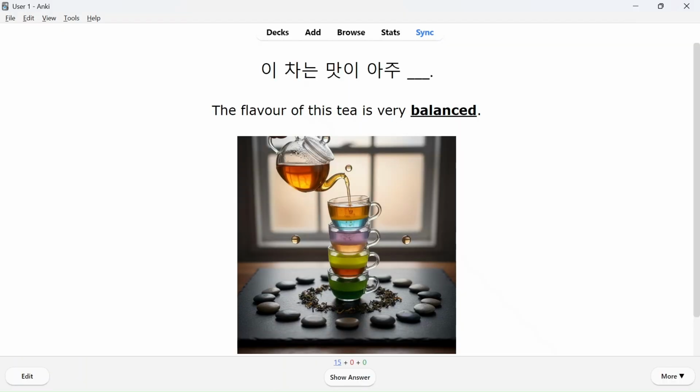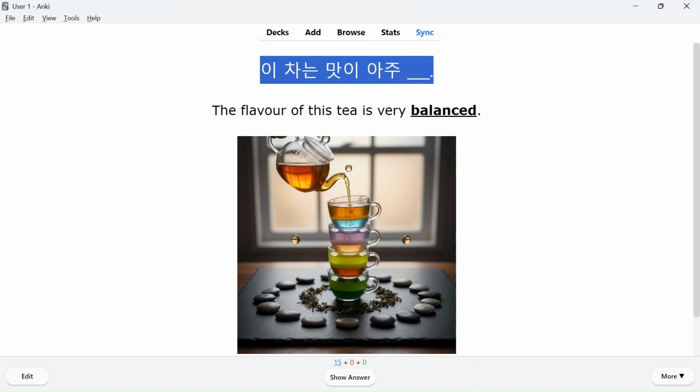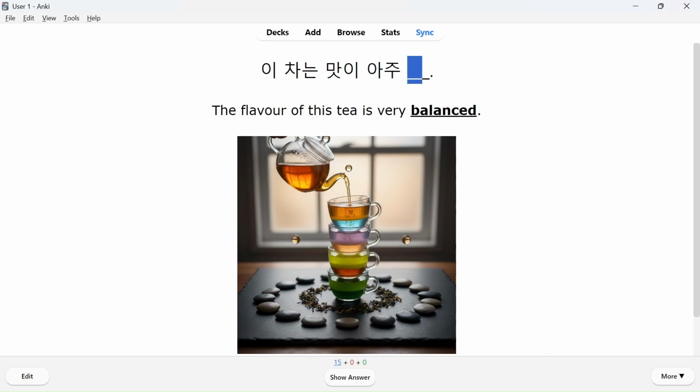So we see a similar setup. We see that there's an English sentence. We see that there's a blank area right over here, and it's your job to know what goes inside the blank area. Underneath that, you see an English translation of the Korean sentence. The flavor of this tea is very balanced, and you have to know what balanced is in Korean, and that is what goes over here. And balance is bold and underlined.